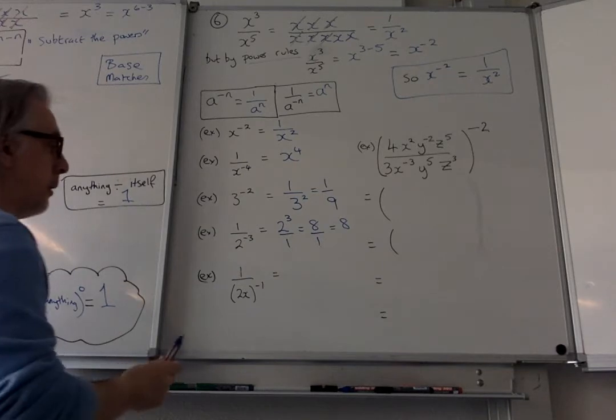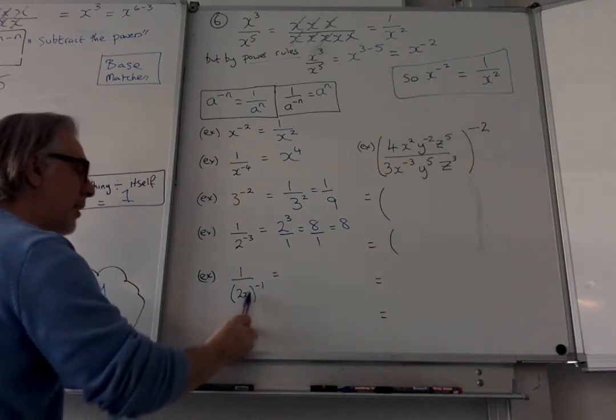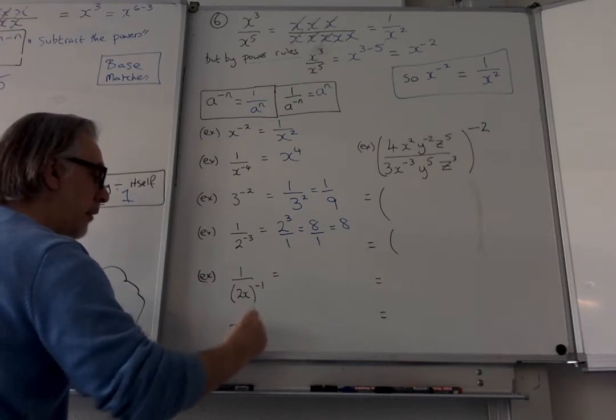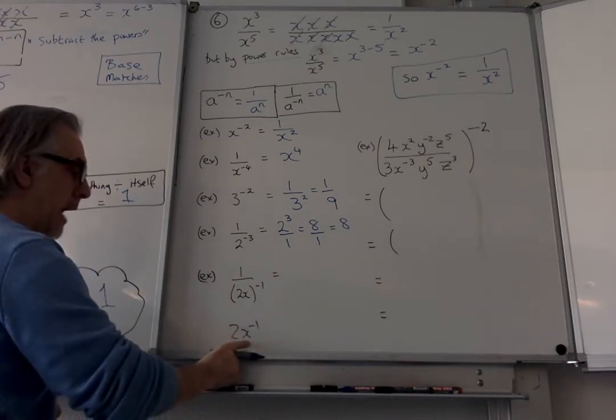This one, sometimes people get wrong. This minus 1 is acting on everything in here. If it just said 2x to the minus 1, then it's only acting on the x.